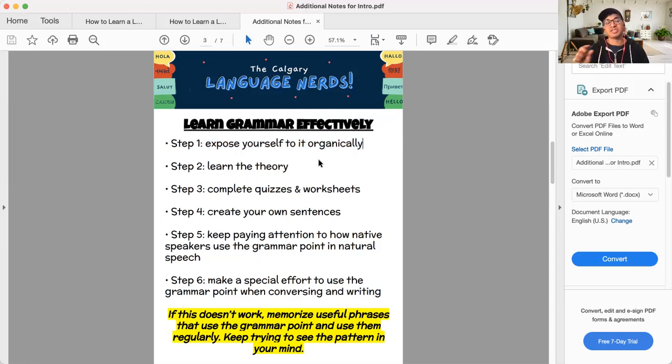The same happens from level 3 to 4. In level 4, there's more grammar that you dive into. But if you've been following this program properly, you will have already gotten a lot of organic exposure prior to going to learn the theory. So step 2 is to learn the theory.